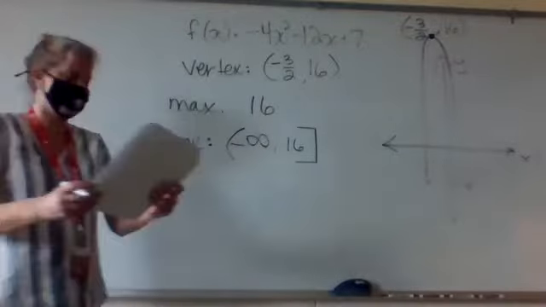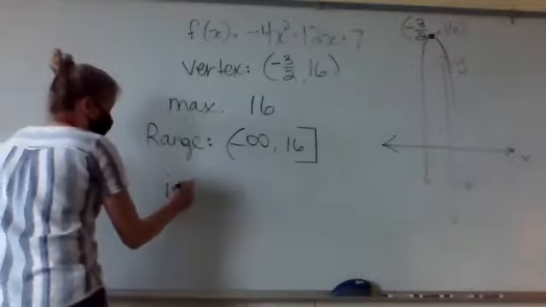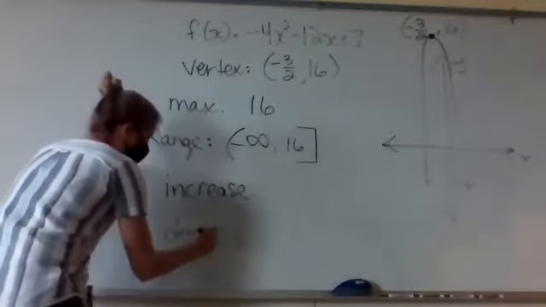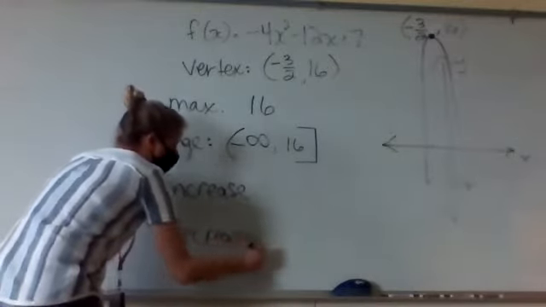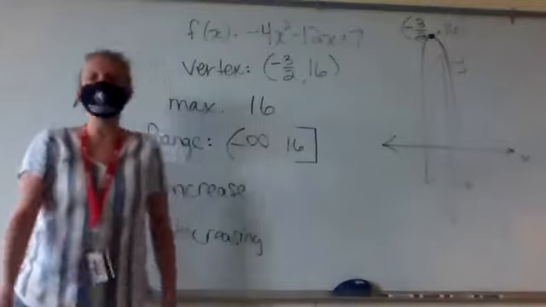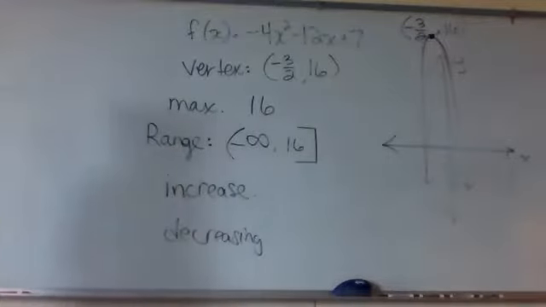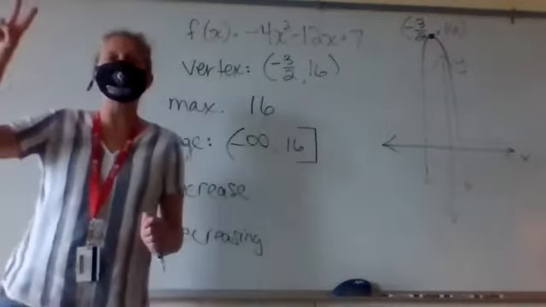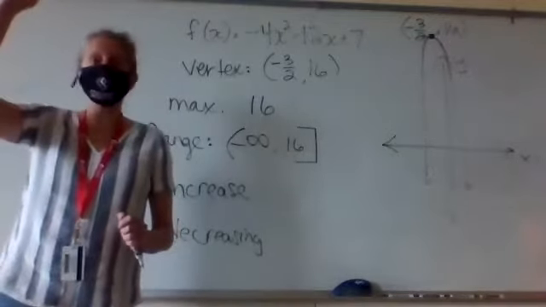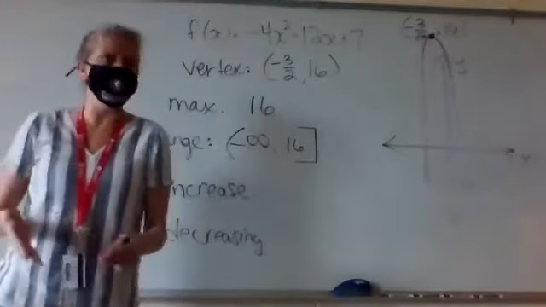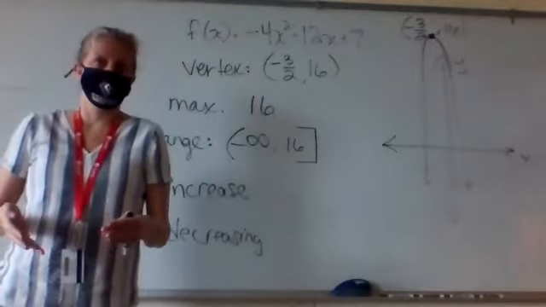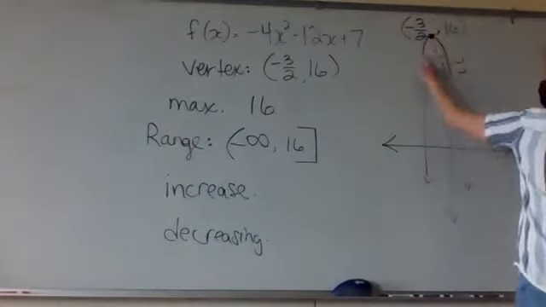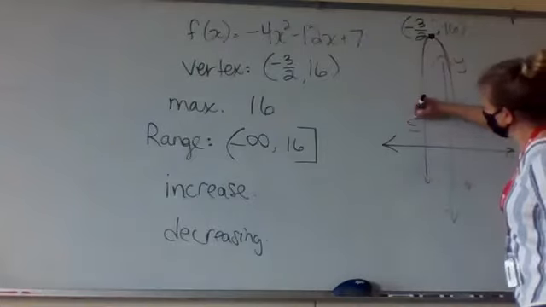So there's the range. And then the last two parts is it wants to know, where is this increasing and where is it decreasing? Now, remember, when you're talking about increasing and decreasing, two things you want to remember every time. You're using the x coordinate and all parentheses. So let's look at this parabola. The value's going up until it gets here. So it's increasing here.